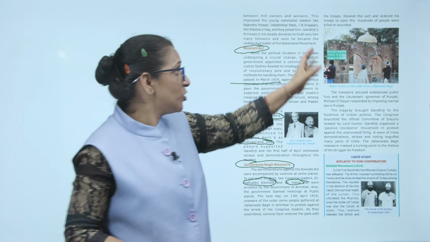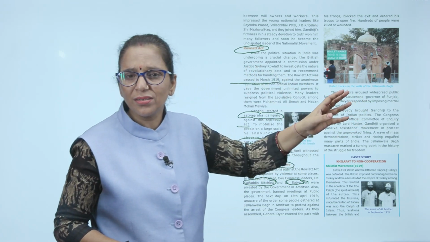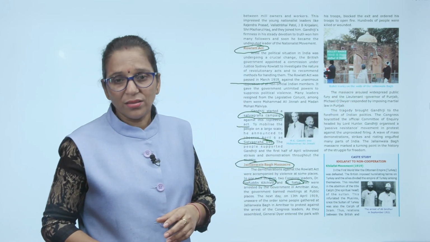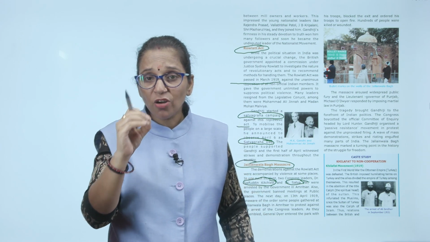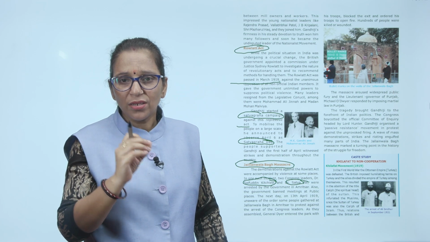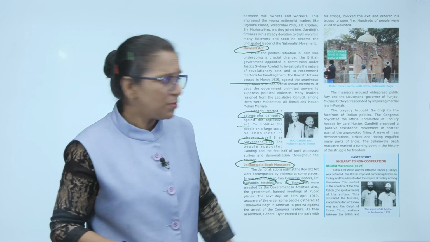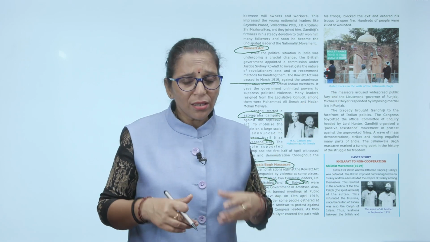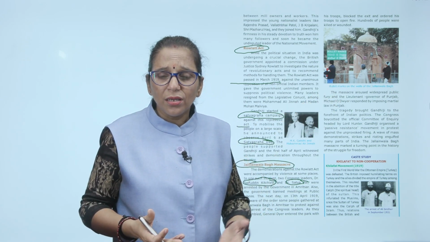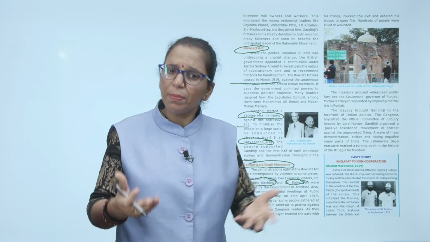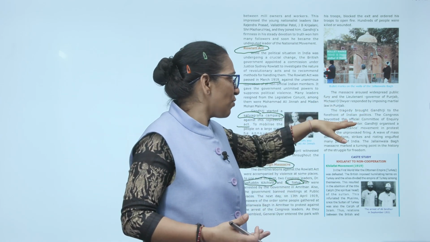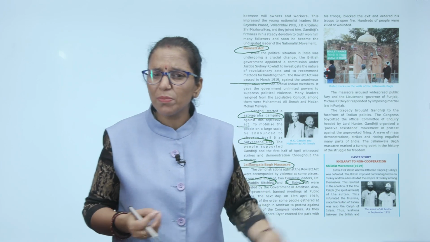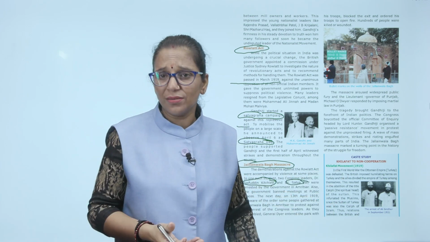You can see in this picture, you can visit the Jallianwala Bagh in Amritsar. Till now you can see many bullet marks on the wall. The massacre aroused widespread public fury, and the Lieutenant Governor of Punjab, Michael O'Dwyer, responded by imposing martial law in Punjab. It means he had no humanity. He was saying that it was good, it should happen. Many innocent people were killed and you don't feel guilty.